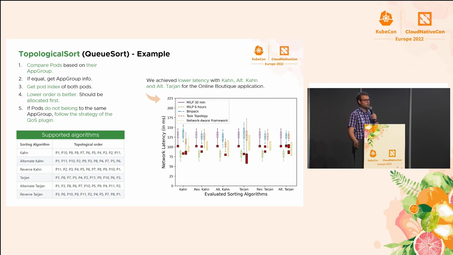How much can we optimize the latency in the Kubernetes cluster? Essentially, what we do is attribute an index to each workload in our application group, and based on that index, we sort the pods in the waiting queue to be scheduled.